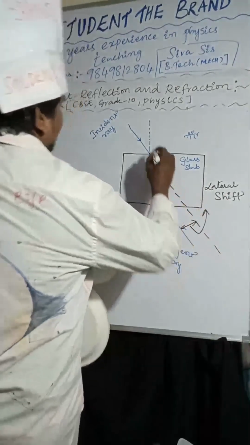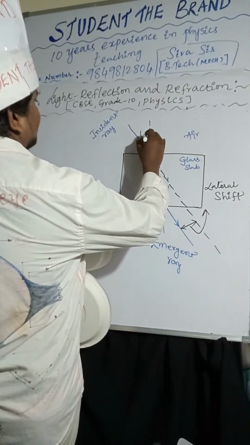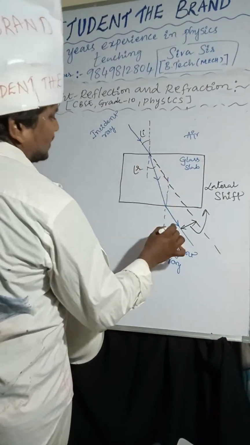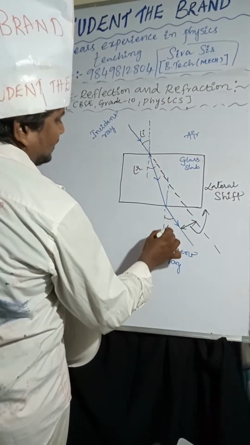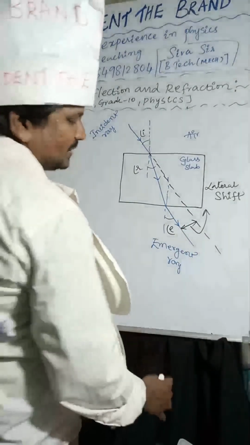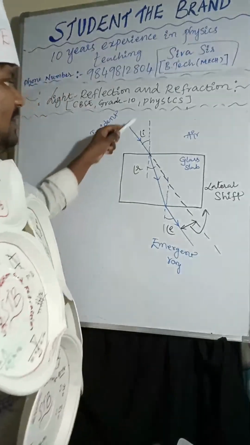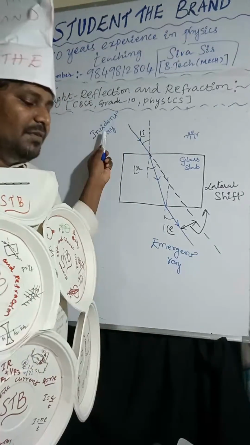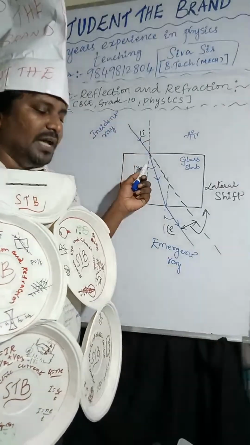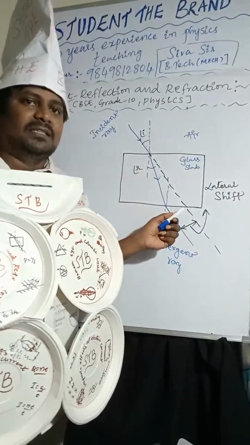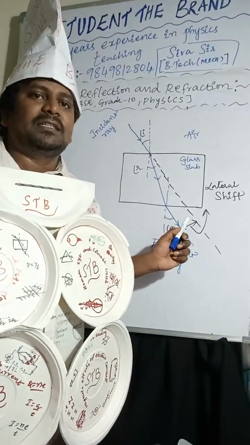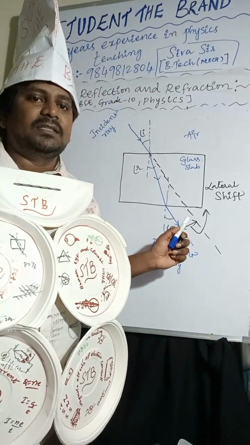Lateral shift, okay. The angle between the incident ray and the normal line is called the angle of incidence. The angle between the refracted ray and the normal line is called the angle of refraction. The angle between the emergent ray and the normal line is called the angle of emergence. Once again, the angle between the incident ray and the normal line is the angle of incidence, between the refracted ray and the normal line is the angle of refraction, and between the emergent ray and the normal line is the angle of emergence.